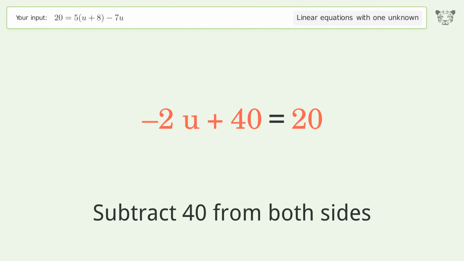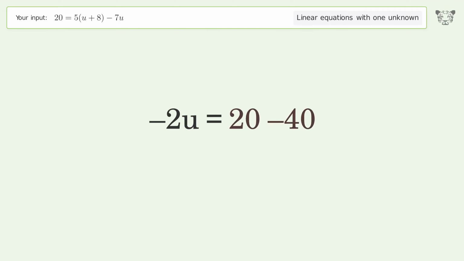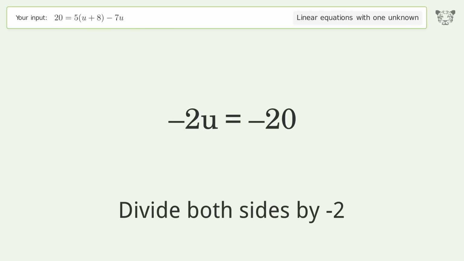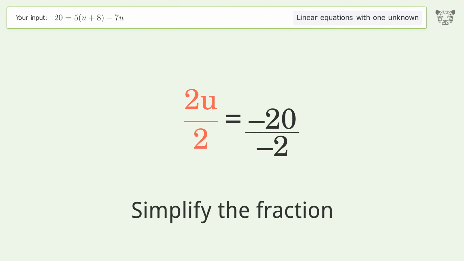Subtract 40 from both sides. Simplify the arithmetic. Isolate the u. Divide both sides by -2. Cancel out the negatives. Simplify the fraction.